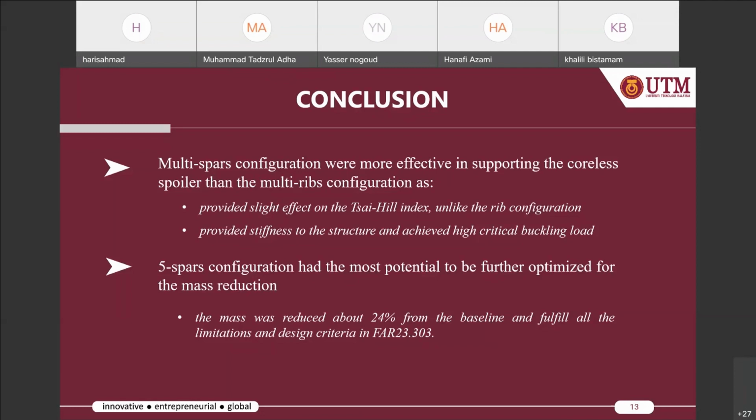This is just a preliminary design, and more improvement should be done, for example, a combination between the spar and the rib and so on. But at this moment, we try to design with the simplest configuration so that it won't cause complications for the manufacturing process later on.